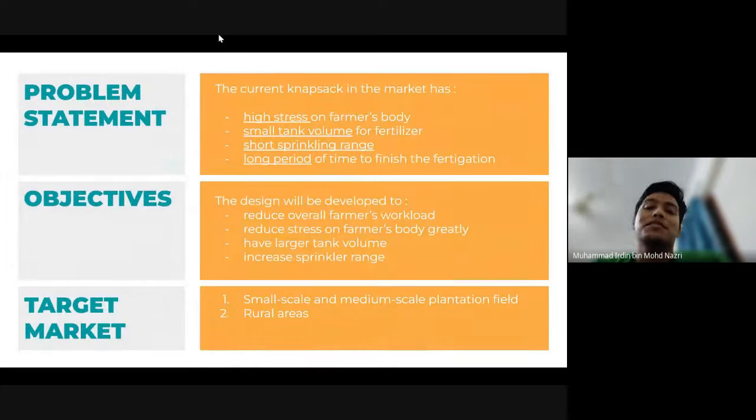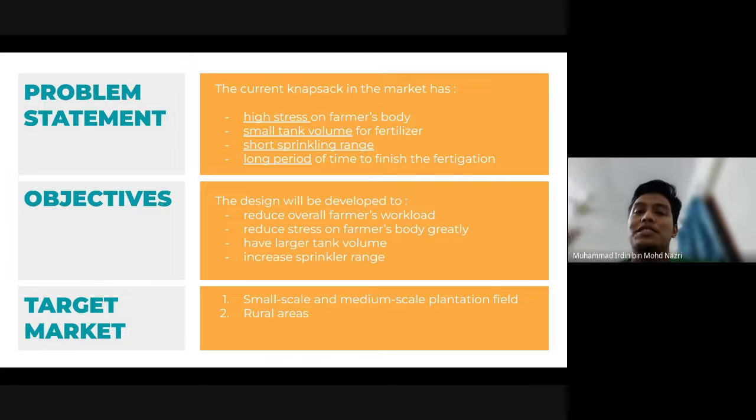First, I would like to talk about the design background. First, the problem statement. The current knapsack in the market that farmers use have many problems. First is, it puts high stress on the farmer's body. Second, small tank volume for fertilizer need to be refilled. Third is short sprinkling range. And lastly, longer period of time to finish the fertigation of the field.